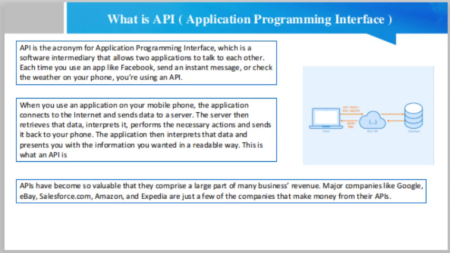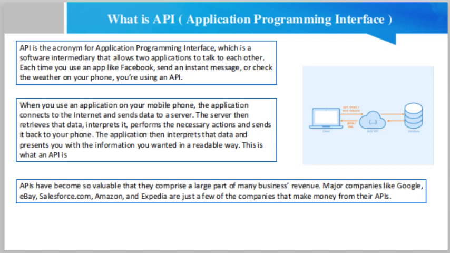Friend, API is the acronym for Application Programming Interface, which is a software intermediary that allows two applications to talk to each other. Each time you use an app like Facebook, send an instant message, or check the weather on your phone, you are basically using an API, Application Programming Interface.